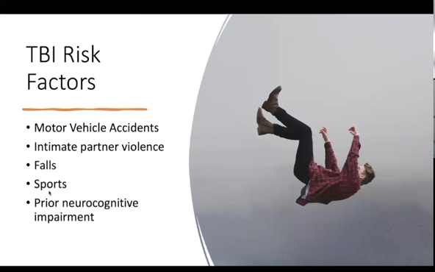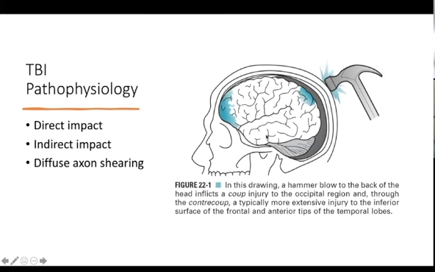And so that's actually the most common cause of TBIs. TBI pathology, we've already talked about this. The first injury, hitting the back of the head. The second injury, the brain reverberating and hitting the front of the brain here. There's actually some unfortunate anatomy going on here.